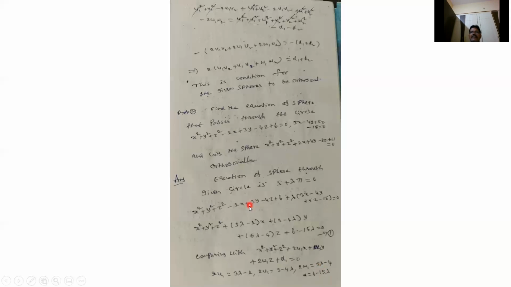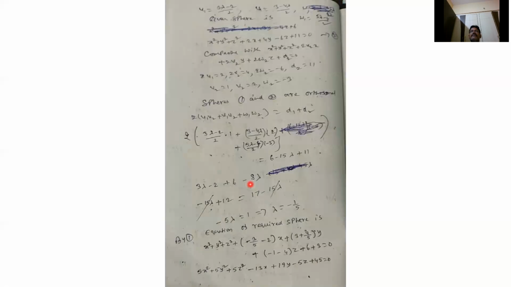So first I have written that the sphere through the circle is S plus lambda phi equal to 0. Now we have to find the value of lambda. To find the value of lambda, we have to use the given condition, that it cuts the sphere orthogonally. So already I told you u1 is (3 lambda minus 2) by 2, v1 is (3 minus 4 lambda) by 2, w1 is (5 lambda minus 4) by 2. Now the given sphere is x square plus y square plus z square plus 2x plus 4y minus 6z plus 11 equal to 0.